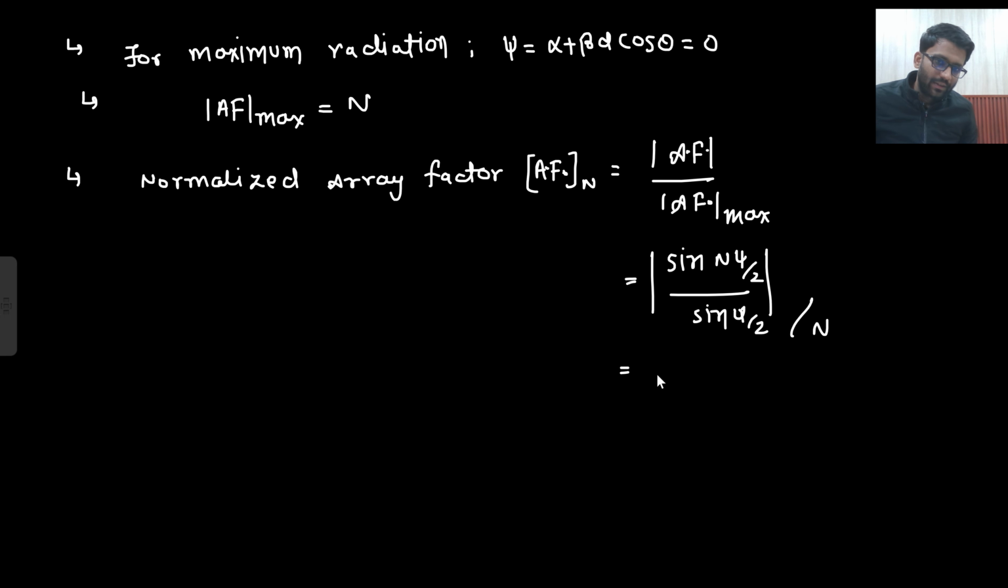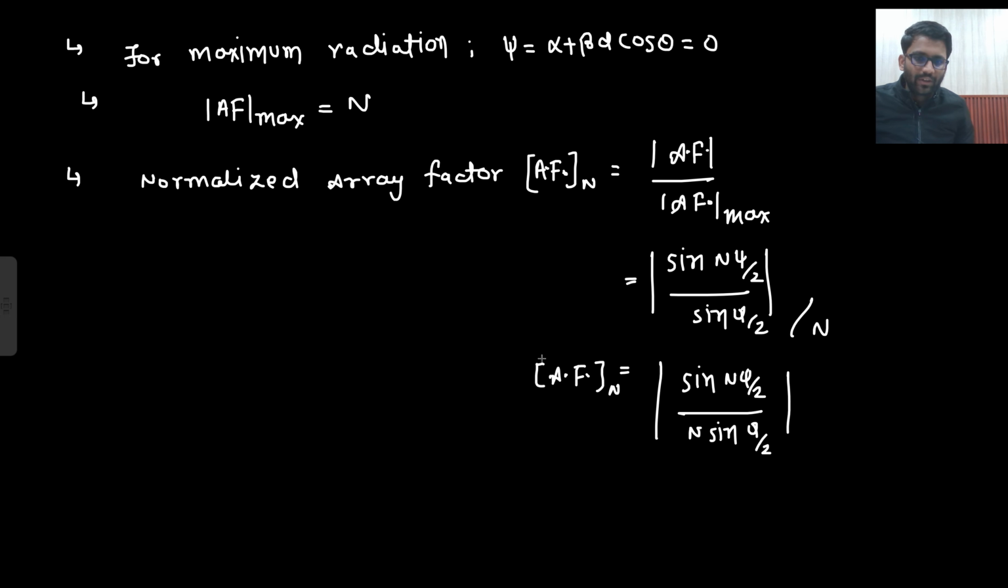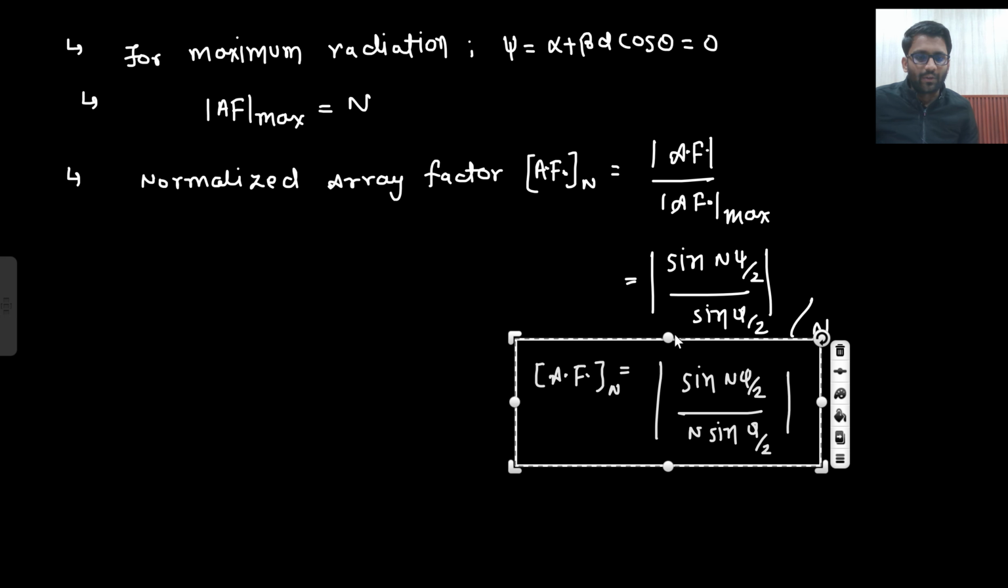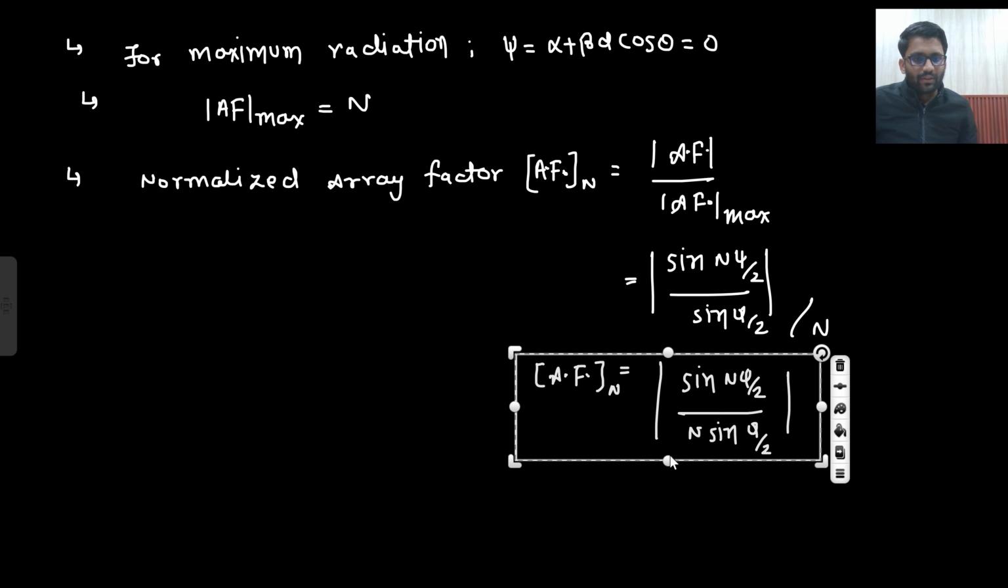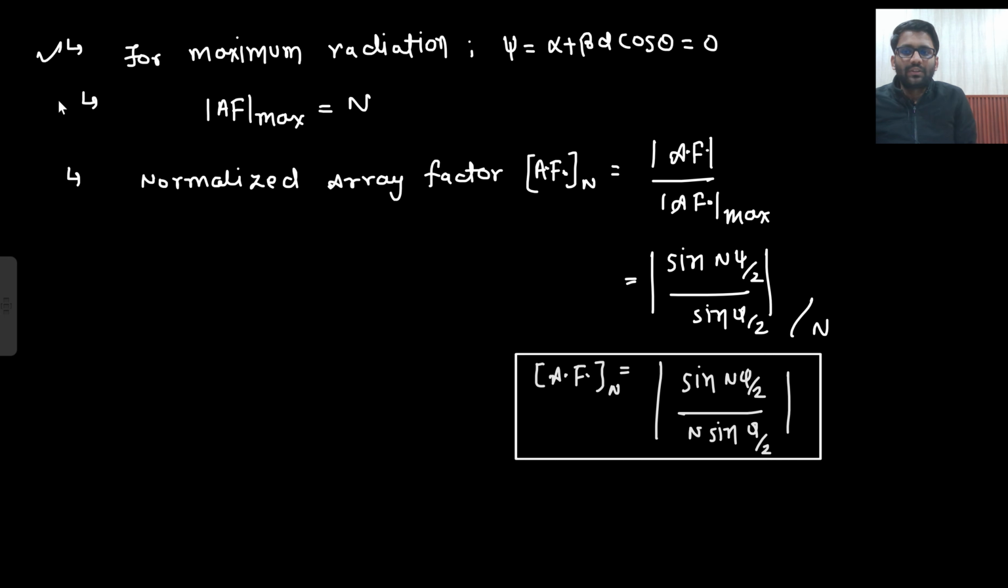So what are you getting? Sine n phi by 2 divided by n sine phi by 2. Okay, so this is your normalized array factor. So these are a few points which you can keep in mind. This is the summary only. This is something that you need to remember. These 2 points, that's it.